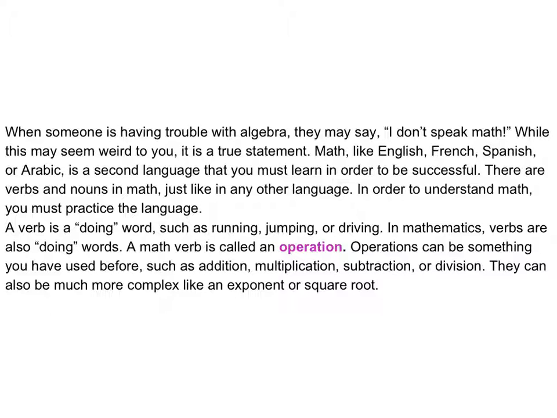A verb is a doing word, such as running, jumping, or driving. In math, verbs are also doing words. A math verb is called an operation. Operations can be something you have used before, such as addition, multiplication, subtraction, or division. They can also be much more complex, like an exponent or a square root.